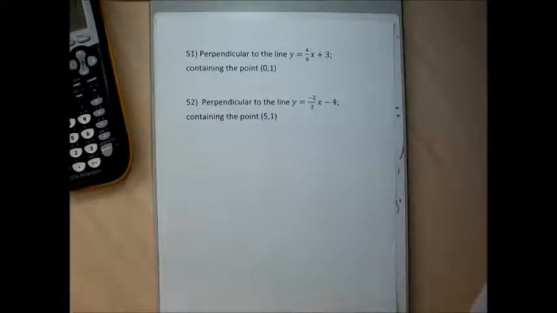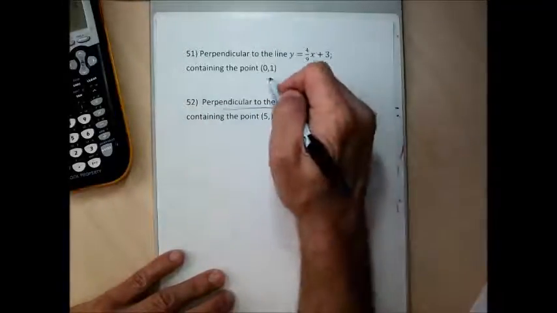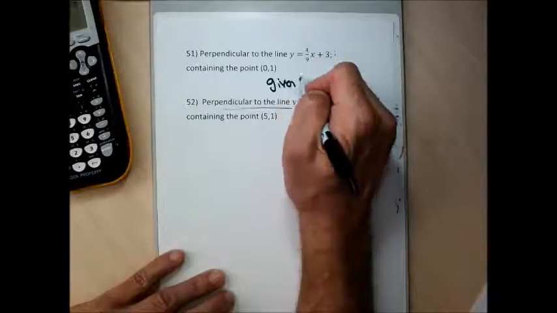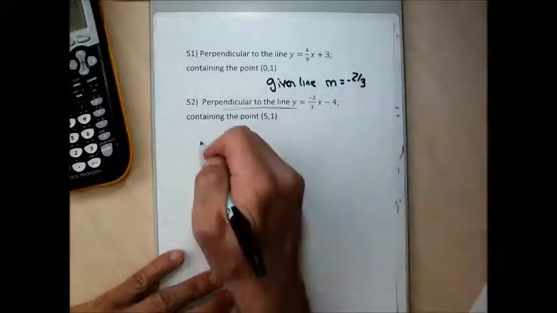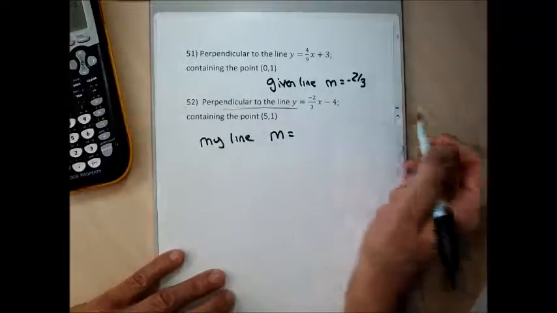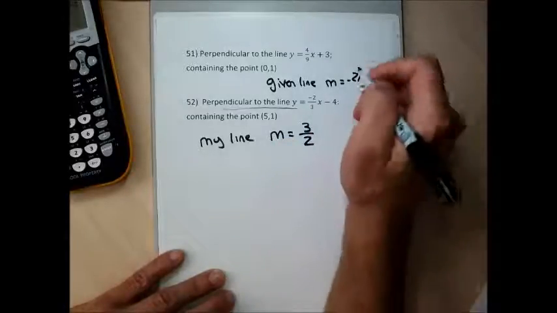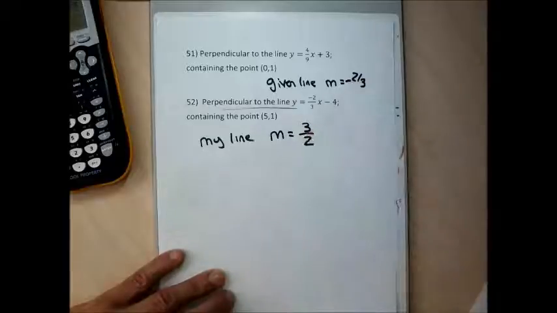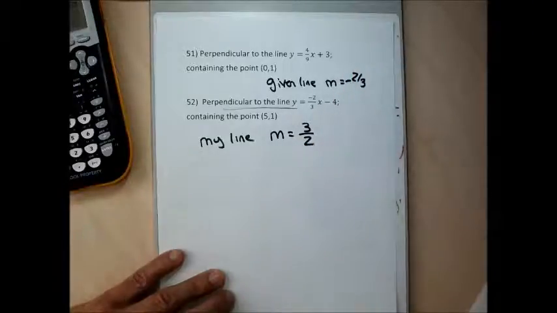All right, so 52. As again, I'm given the equation of a perpendicular line. The given line has a slope of negative 2/3. My line, because it's perpendicular, its slope is going to be the reciprocal with the sign change. The reciprocal of 2/3 is 3/2. The original line had a slope of negative, so my line has a slope of positive. Perpendicular lines have slopes with opposite signs. So if the given line has a negative slope, your perpendicular line has a positive slope, and the reciprocals.